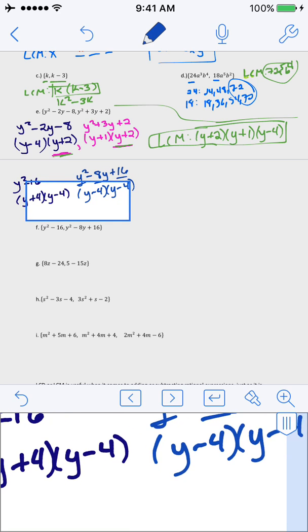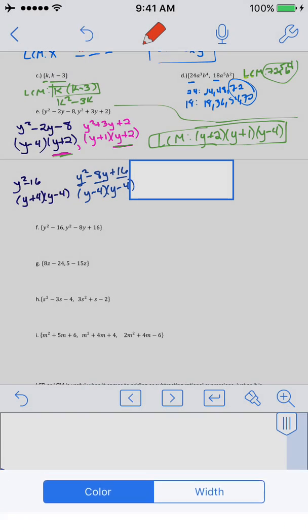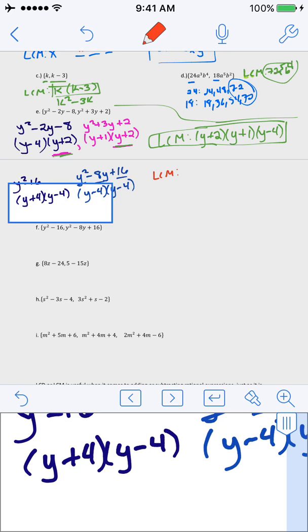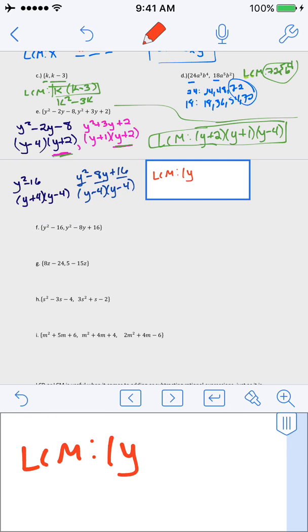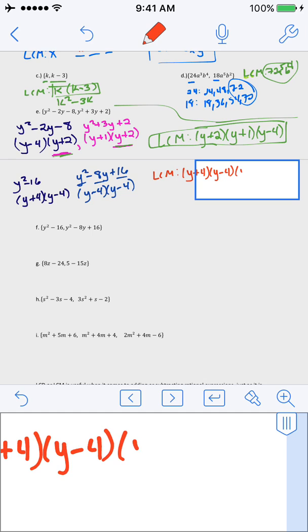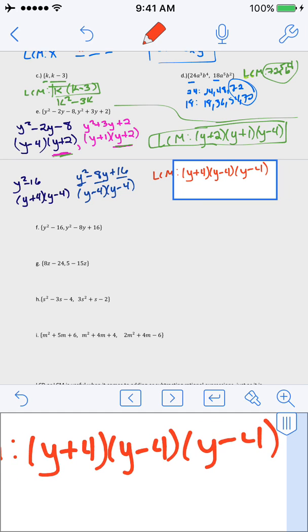Alright, what do these guys have as a least common multiple? I take one of each binomial. One of each binomial. I have a y plus 4 and a y minus 4. Over here, I already took one of the y minus 4s, but I need the other one. Y minus 4. So that would be my LCM.